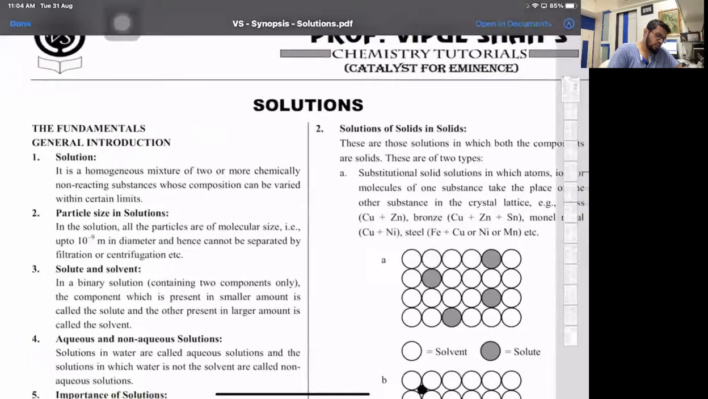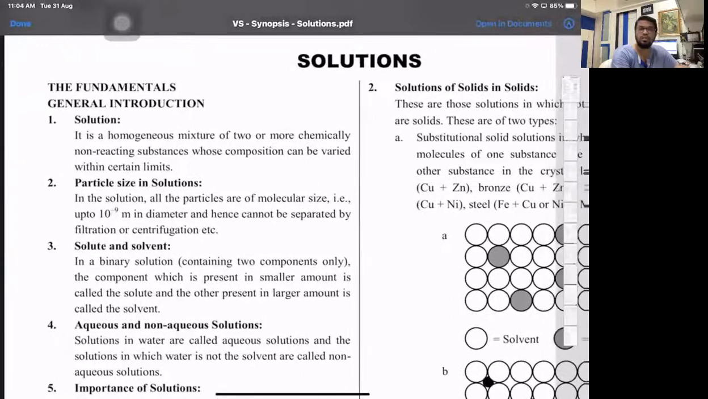All right, let's start with respect to solutions and colligative properties. First, we'll talk about solutions. What are the different types of solutions? What are their particle size? And then we will go to the different ways to express concentrations. And after that, we will see the colligative properties.